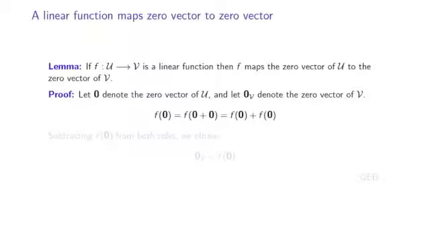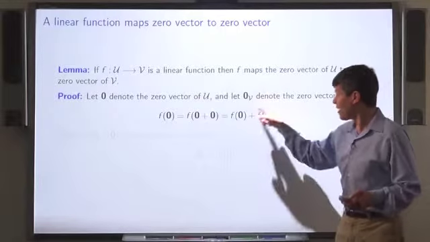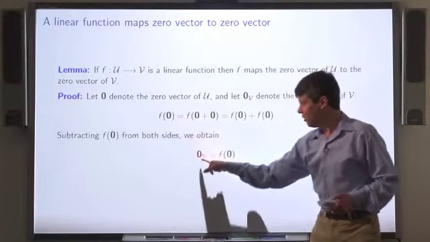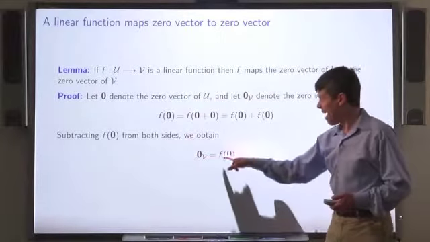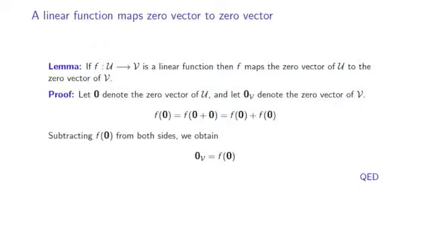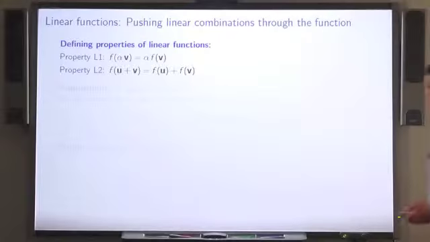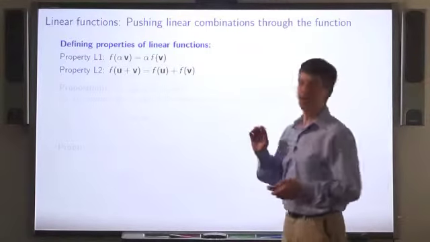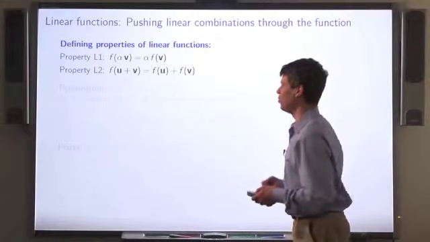f of the 0 vector equals f of the 0 vector plus the 0 vector, which by a property of linearity equals f of the 0 vector plus f of the 0 vector. Now we just subtract one of these from both sides, and on the left side we get the 0 vector, and on the right we get f of the 0 vector. That proves the lemma. Now I'll show that linear functions have this nice property I call pushing linear combinations through.